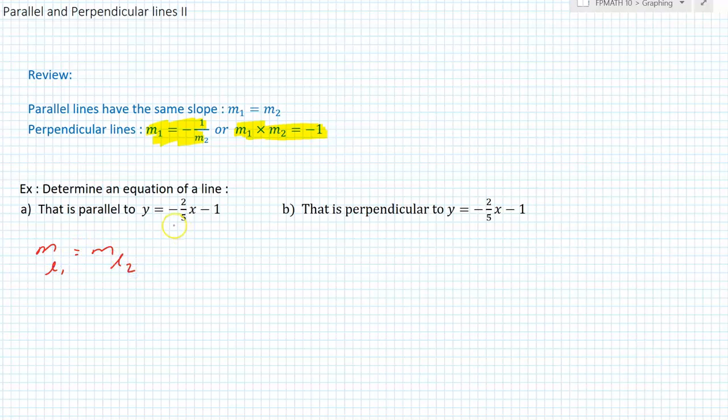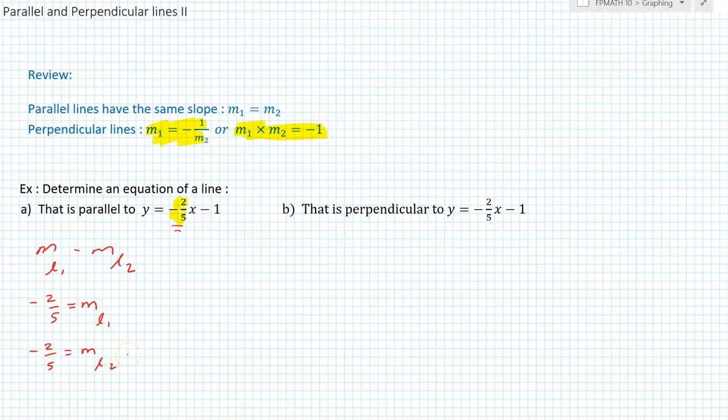So what is the slope here? The slope of the first is -2/5, and you know that. That's the slope of m1. That's the coefficient of x, right? So what is the slope for the second line? m2 will be the same, -2/5. That will be m2.